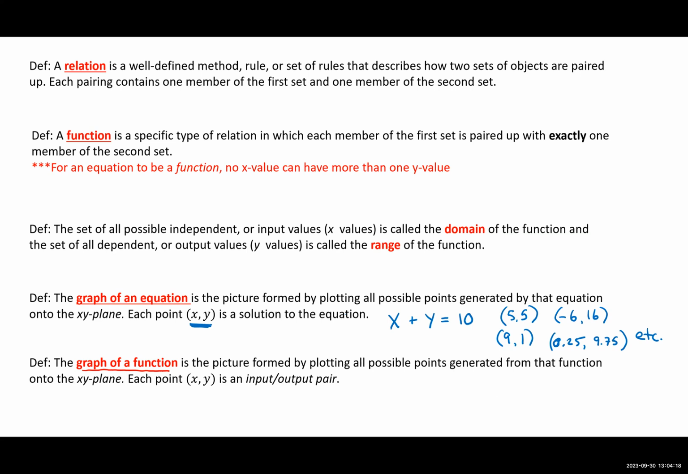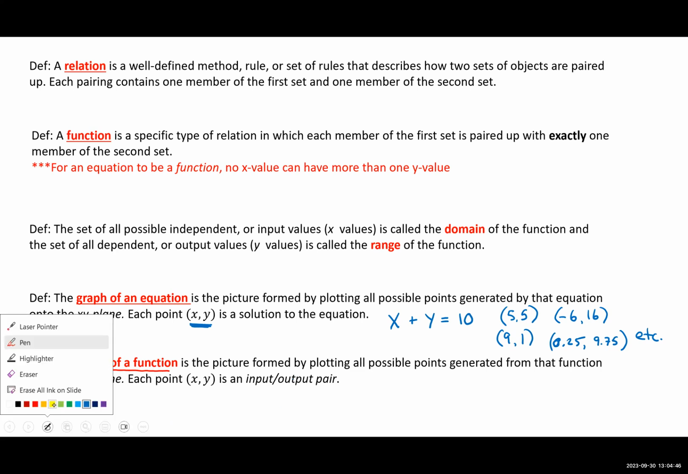The graph of a function, however, we generate this in a slightly different way. A function is not an equation. We can't solve a function. A function is like an input-output machine. I talked about this in the previous video. What is a function? So the graph of a function, again, is generated the same way, plotting all possible points.